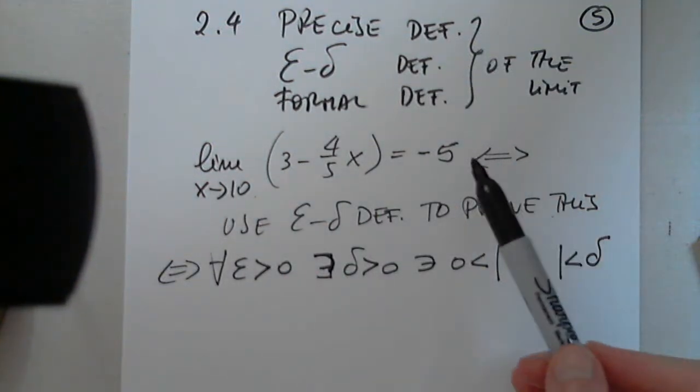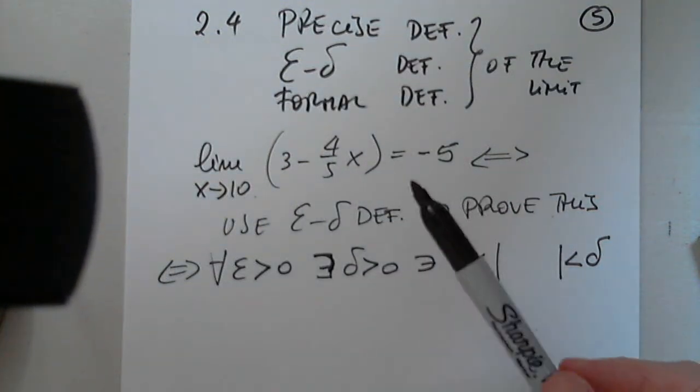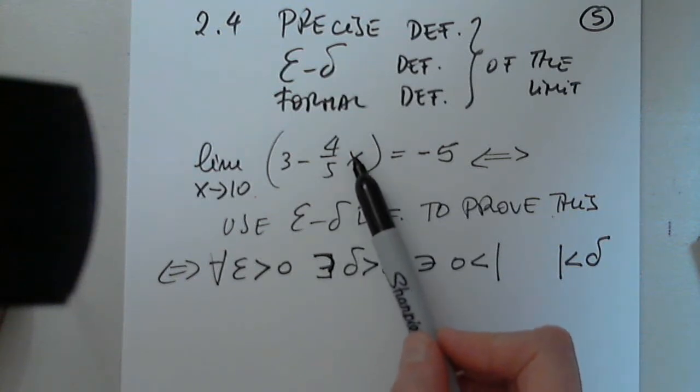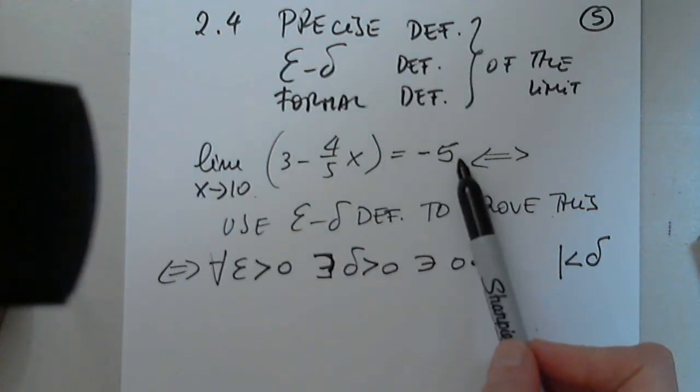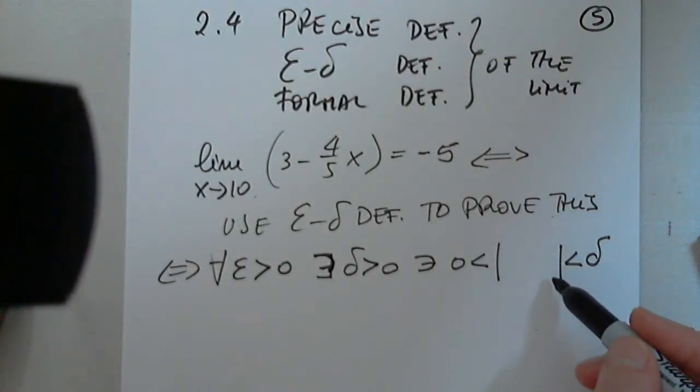Oh, I forgot to say, when x is 10, we have to check, right? We don't. This is not a tricky question. So 10 divided by 5 is 2. 2 times 4 is 8. 3 minus 8 is negative 5. So everything is correct. So here I need to put x minus a.